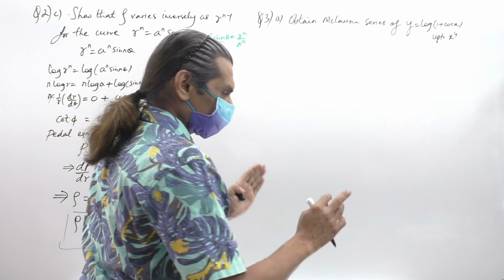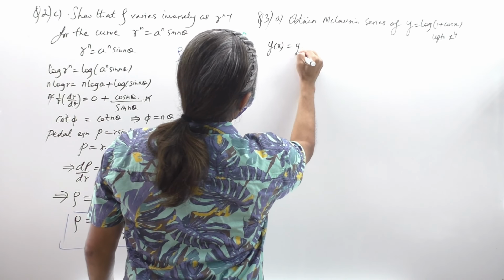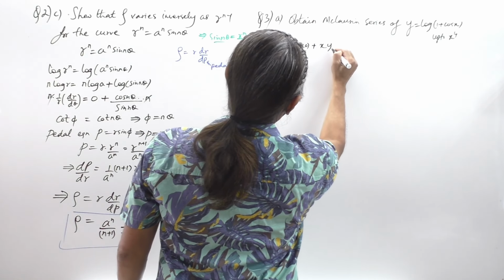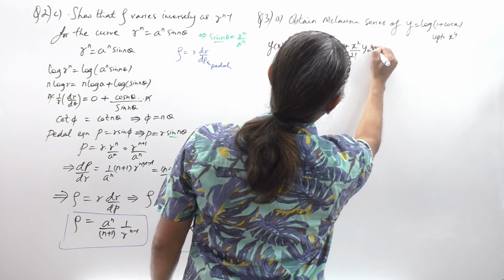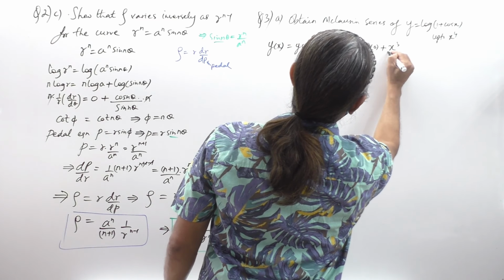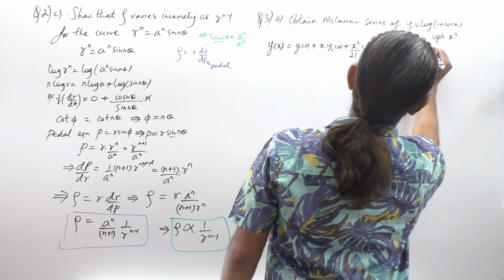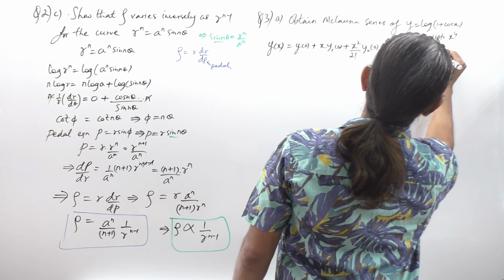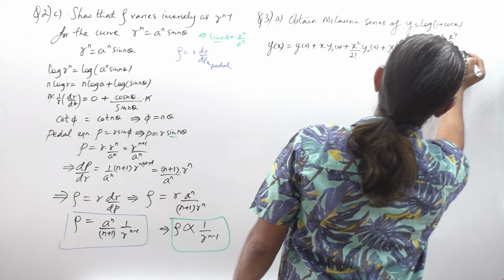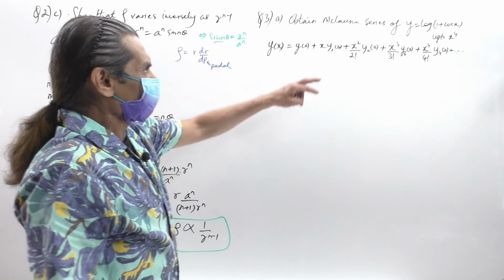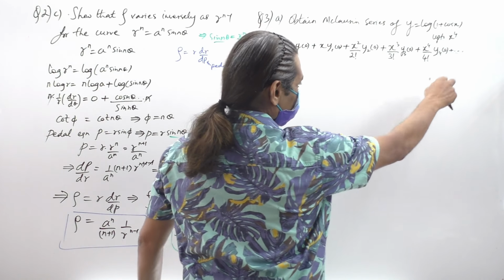So first, what is the Maclaurin series? The Maclaurin series is given by y of x is equal to y of 0 plus x into y1 of 0 plus x square by 2 factorial y2 of 0 plus x cube by 3 factorial y3 of 0 plus x raised to 4 by 4 factorial y4 of 0 plus so on. Because this question is for around 6 to 7 marks, it is only asked up to x raised to 4 terms. So differentiate only 4 times.